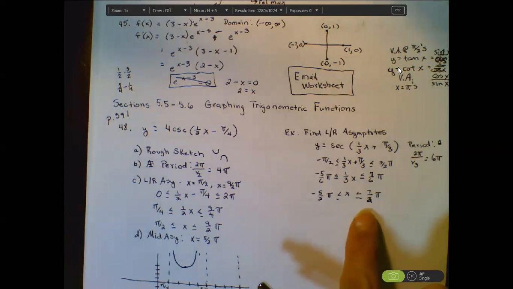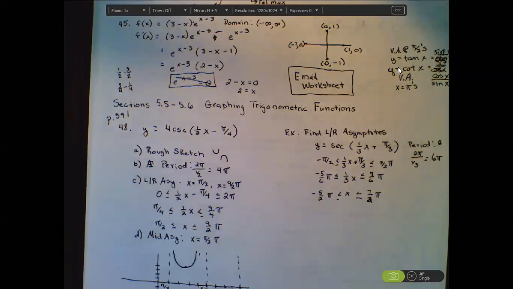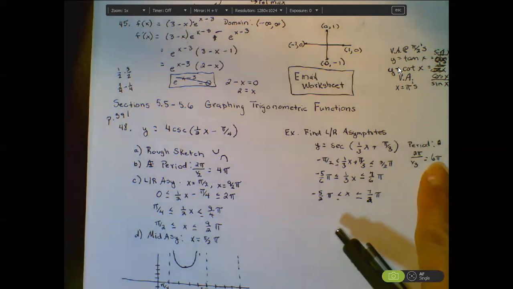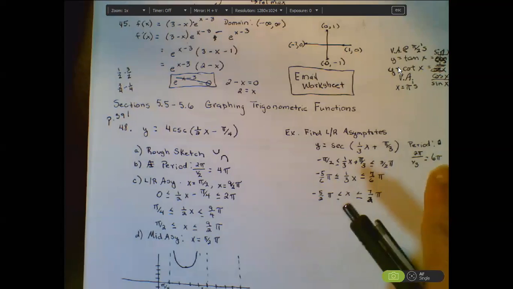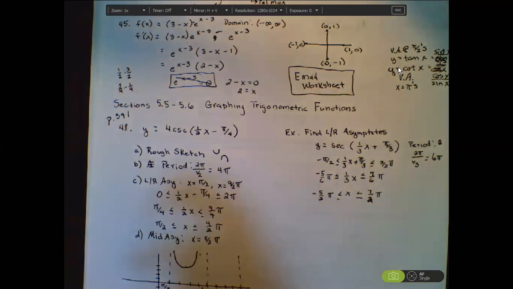What's 7 halves minus negative 5 halves? Or 7 halves plus 5 halves? It'd be 12 halves. Better known as? 6. Yeah. So I'm sure that I solved that correctly. I got a distance of 6 pi units between that left and right asymptote.